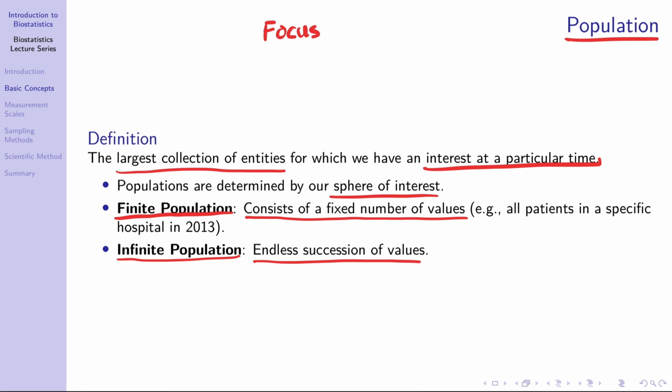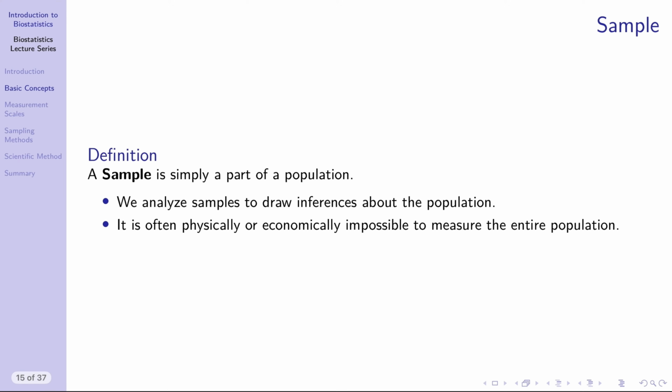So those are considered infinite population. That is why, whatever our sphere of interest is, that particular population is there. So that is what determines our population for that particular study. So what is a sample?